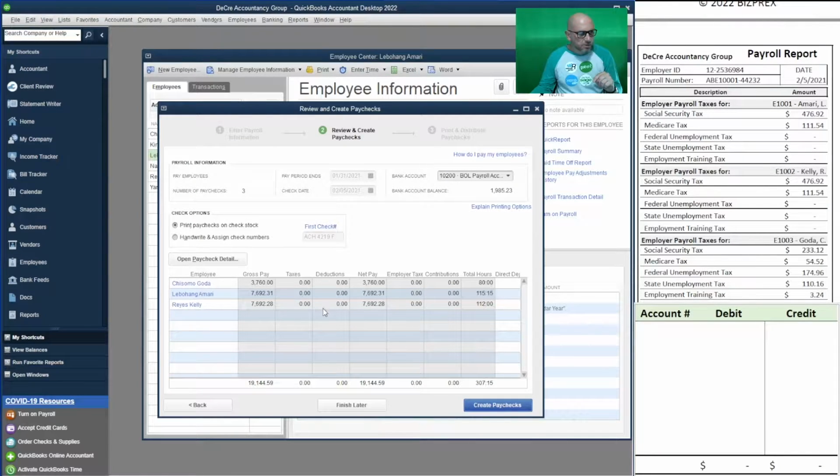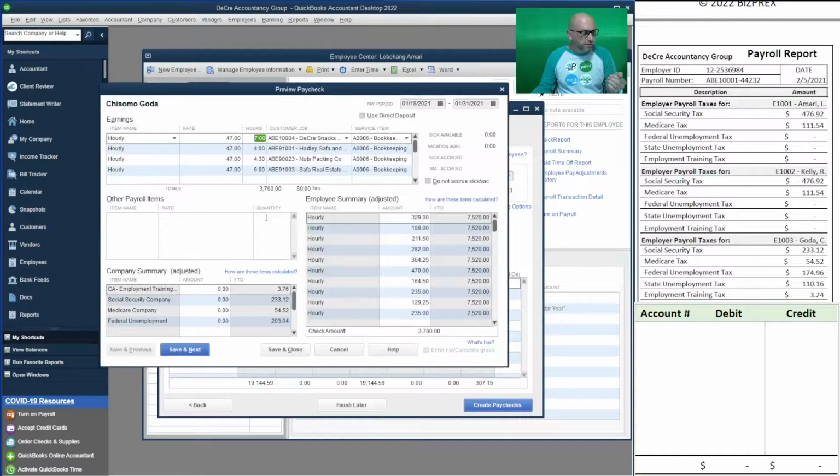Because we're doing payroll manually, the taxes are not entered here. However, we will enter them because we have that information. So here it is. Again, this one is for Chisomo. So let's see, Chisomo's employer taxes. We can go ahead and enter those.